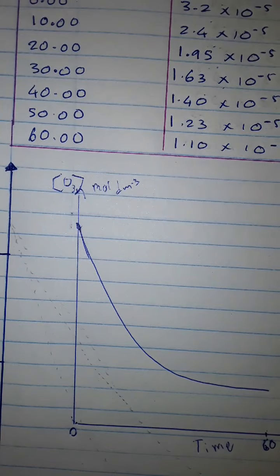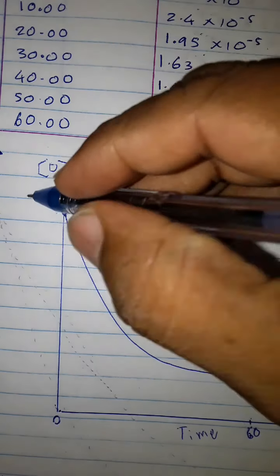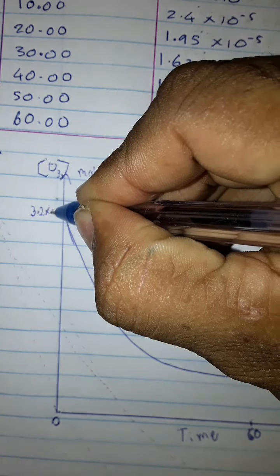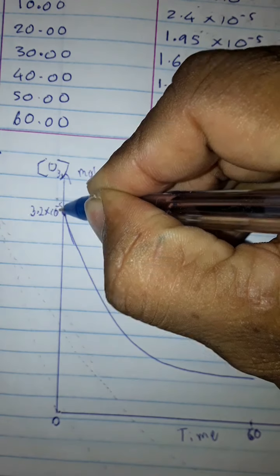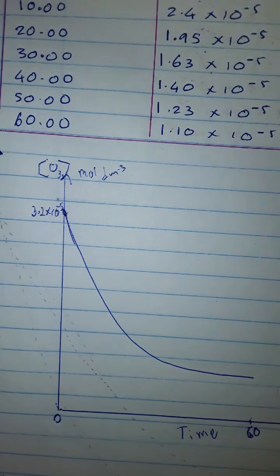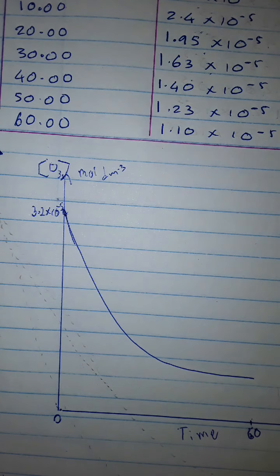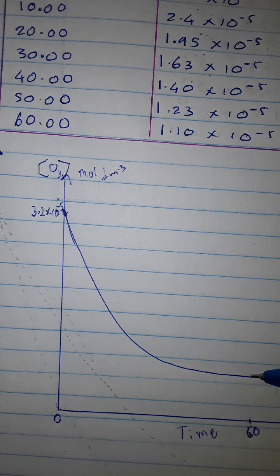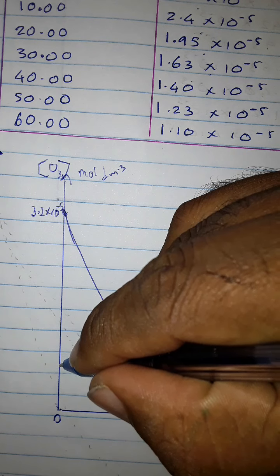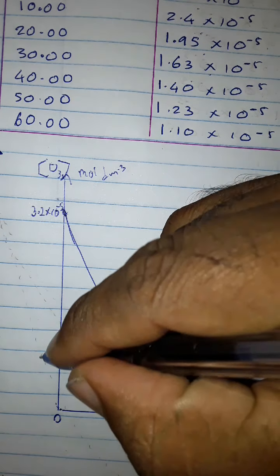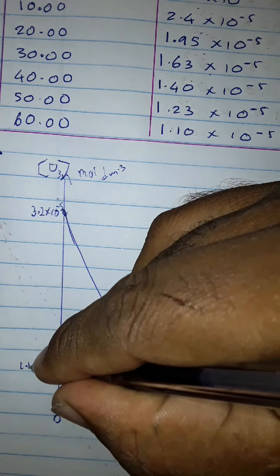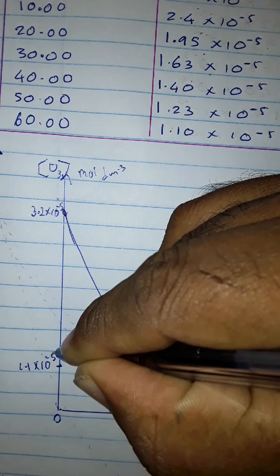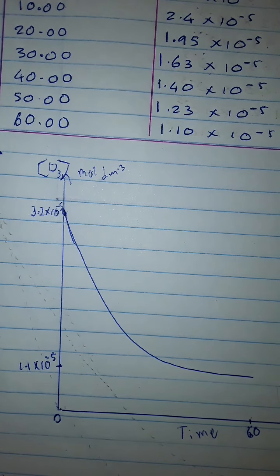So that is the highest concentration, 3.2 times 10 to the power minus 5 or so. Then when the time is 60, the lowest concentration is 1.1, so somewhere here the concentration will be 1.1 times 10 to the power minus 5. So then I got this kind of graph.